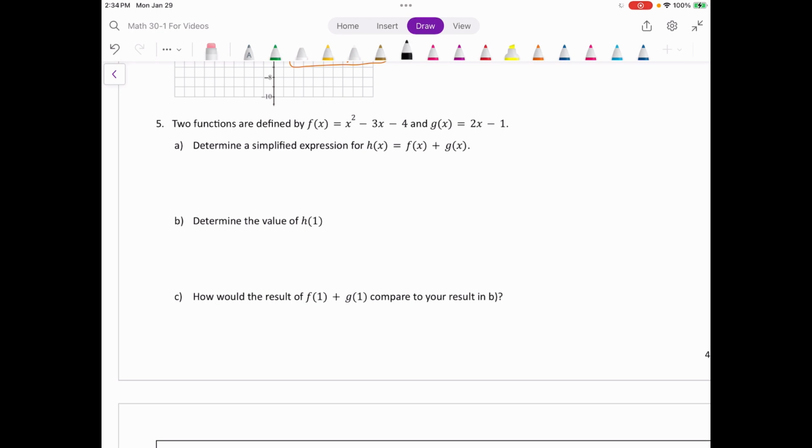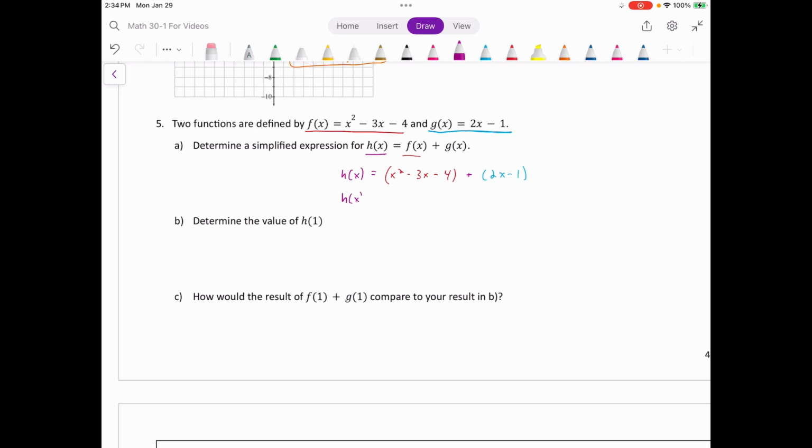So let's do it. Don't overcomplicate. We really are just going to add these two functions. We're going to add f of x's equation to g of x's equation. So h of x is defined as the sum of f of x and g of x. So f of x is x squared minus 3x minus 4. Again, I like to use brackets just to make sure I'm keeping track of what I'm doing with these two equations. And then we're adding g of x. So we're adding 2x minus 1.